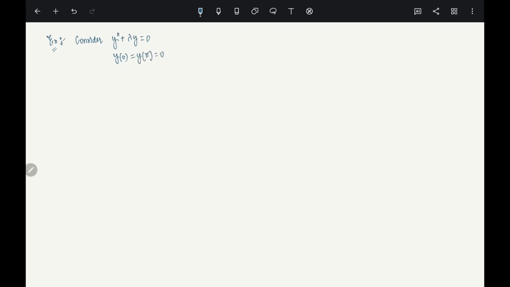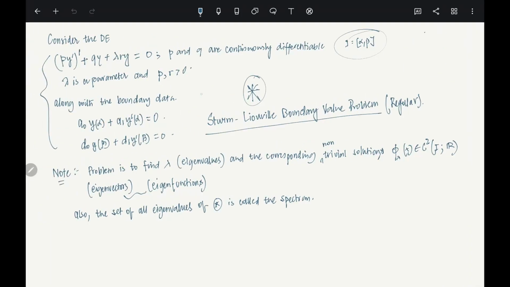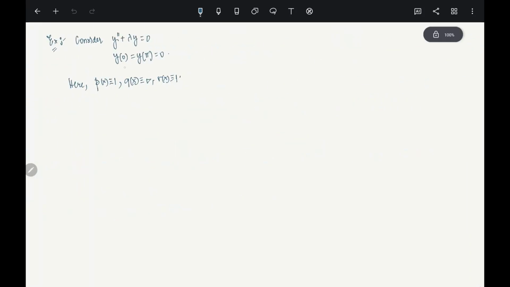equals 0. If you remember, here p of x is identically equal to 1. Q of x is essentially 0, and r of x is essentially 1. For the problem, p and r have to be positive. Q can be anything; it can be negative, positive, whatever, as long as q is continuous, it's fine. And the data is given on 0 and pi.